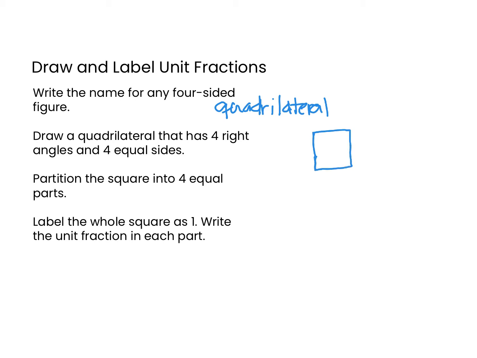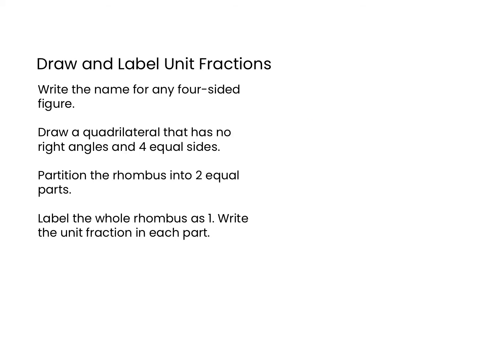Mine's not a great square. But you're going to divide that into four equal parts. Again, wow, not very great either here. So we're going to label that whole square as 1 whole. And the unit fraction of each is 1/4. Boy, if I had done it a little more evenly, it would look a lot nicer, wouldn't it? All right, let's go ahead and go on to the next one.